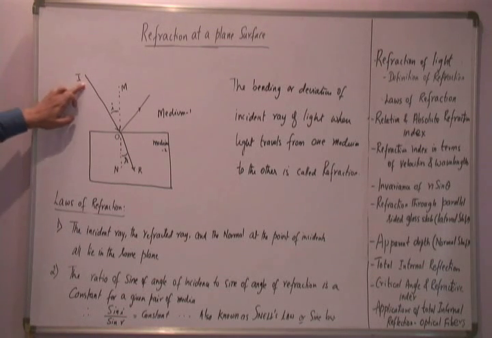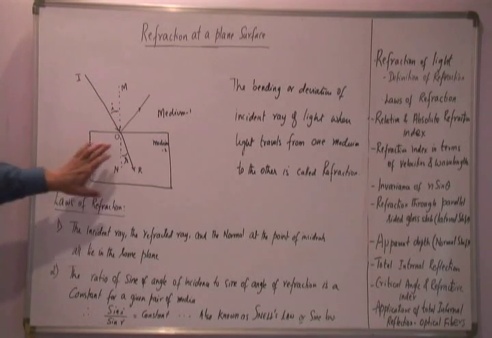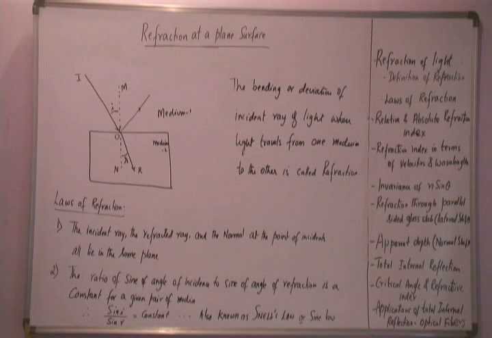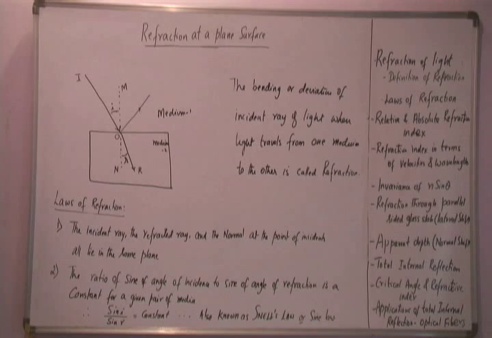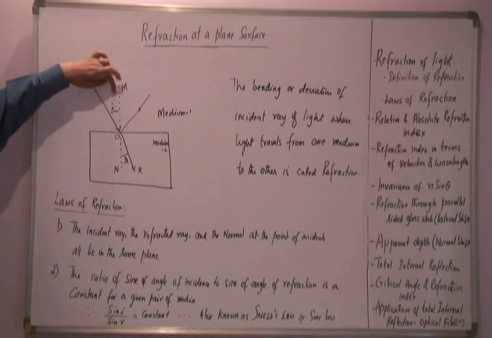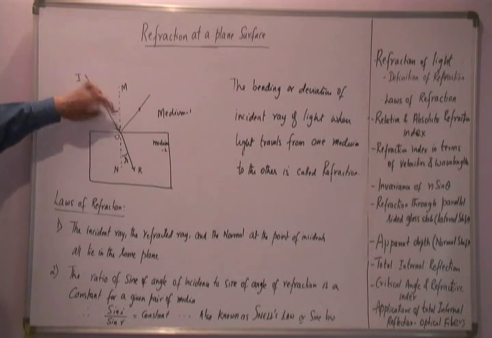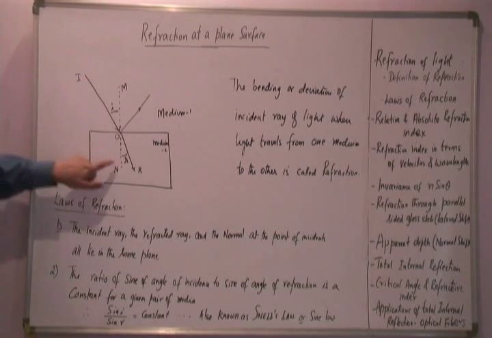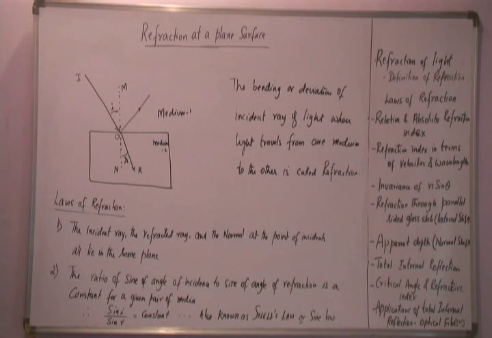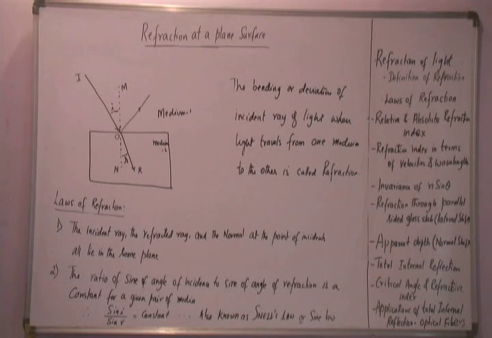The law says that if this is the angle of incidence, this is the normal, this is the refracted ray, and it lies on this same plane. So all three lines lie on the same plane. The next law says that the ratio of sine of the angle of incidence, which is I here, that is the angle between the incident ray and the normal at the point of incidence, that is sin I divided by sin r, is a constant for a given pair of materials, medium 1 and medium 2.